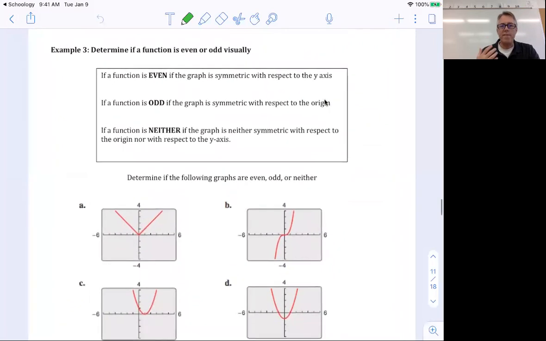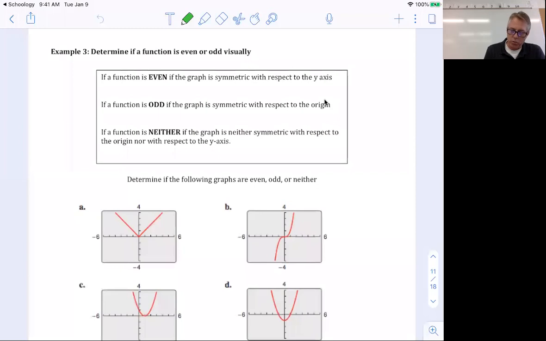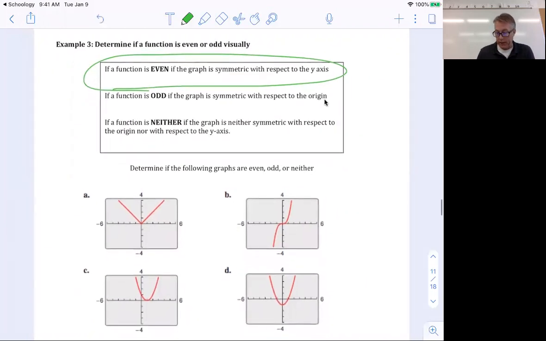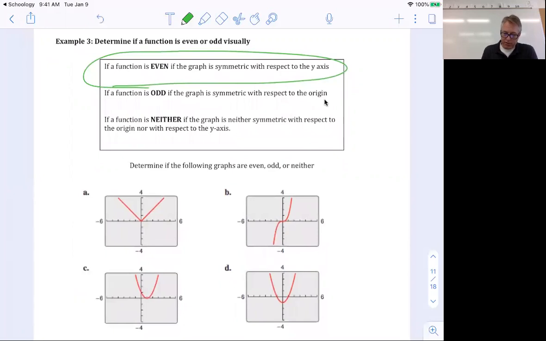So this graphically is kind of an easier way to figure out whether a function is even, odd, or neither. So reading here, a function is even if it's symmetric about the y-axis. And what that means is if you fold it up like a book, one side flips on top of the other side. One side lands on the other side. So for example, that is an even function.